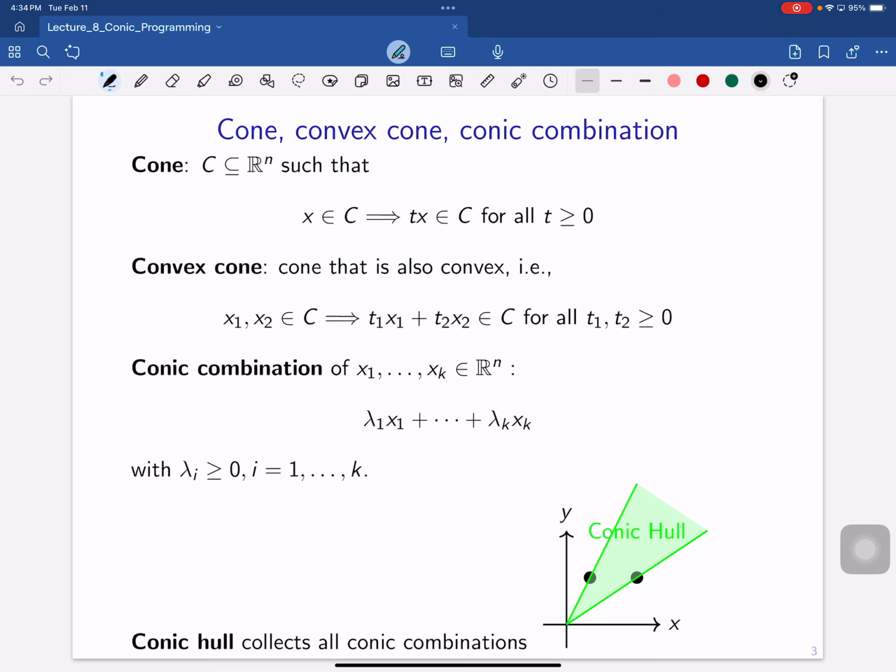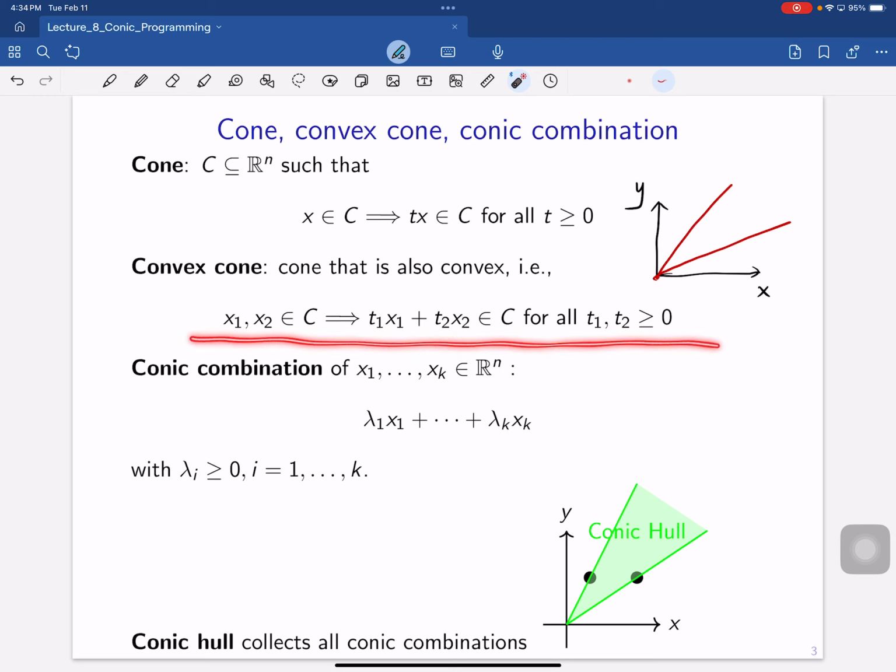If you consider this particular set, let's say this is the x-axis, this is the y-axis, and the feasible region is these two rays here. If you consider these two rays denoted in red, this set is a cone, because you pick any point, t times that point, t greater than or equal to 0, is also in that set. But this set is not convex. A convex cone means that if you take any 2 points in the set, then t1 times x1 plus t2 times x2, where t1, t2 are greater than or equal to 0, is also in the set. And clearly, by definition, this set is also convex.